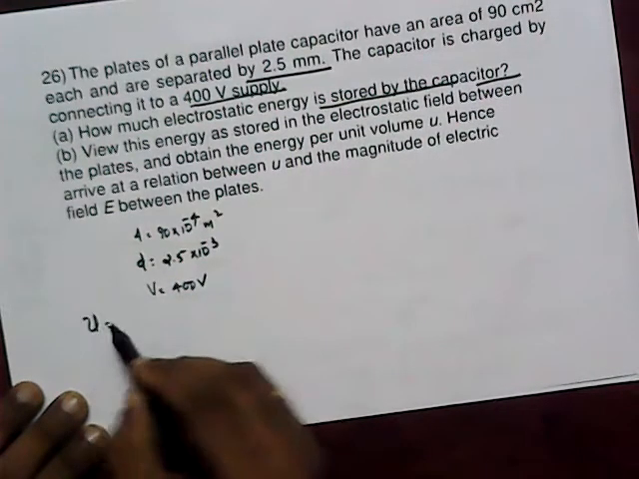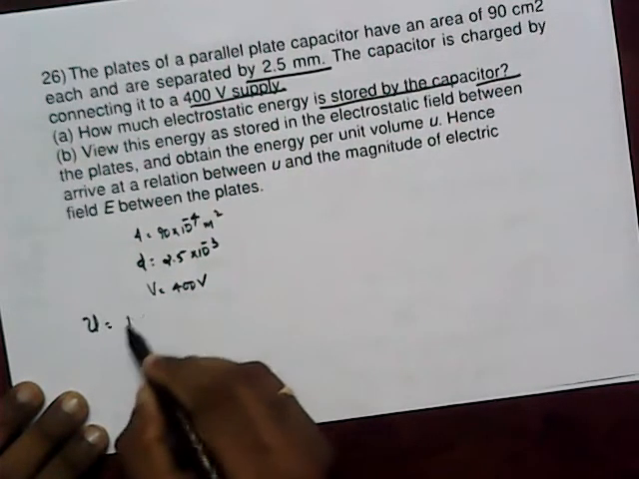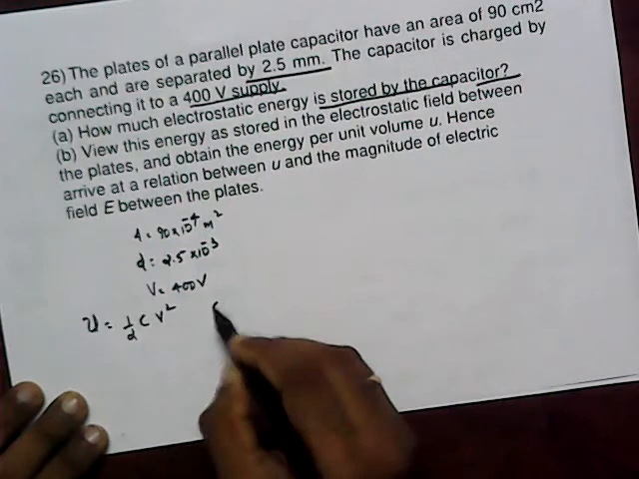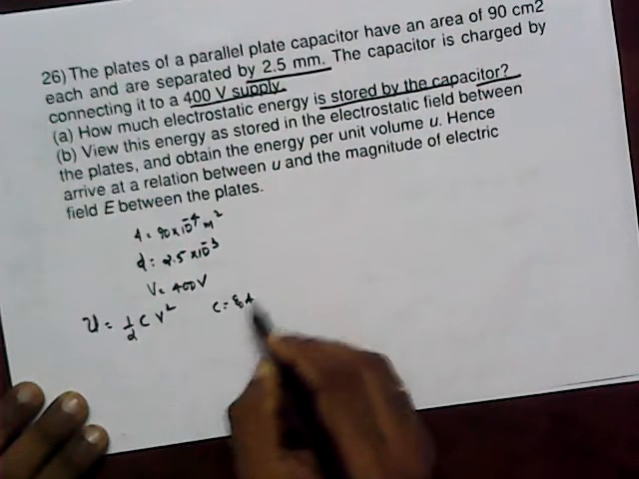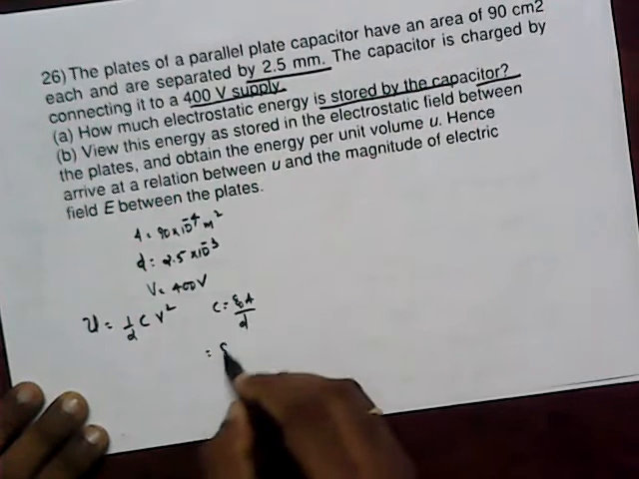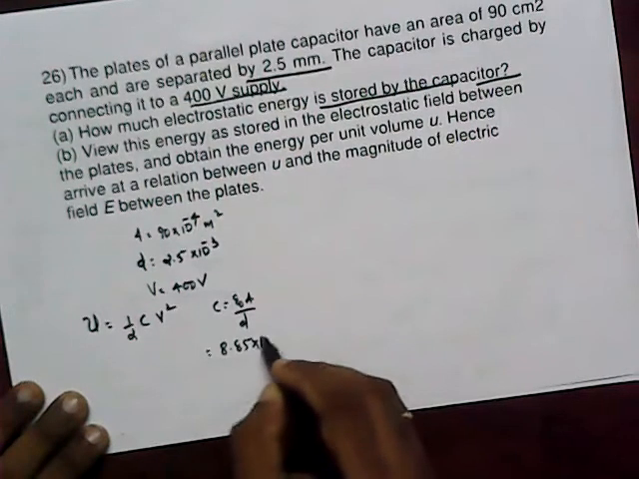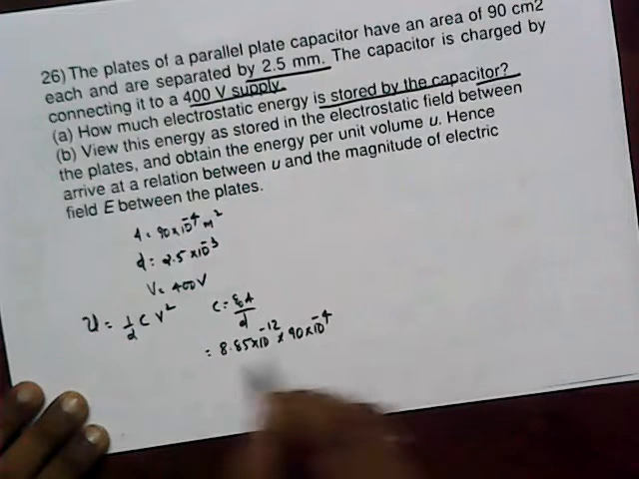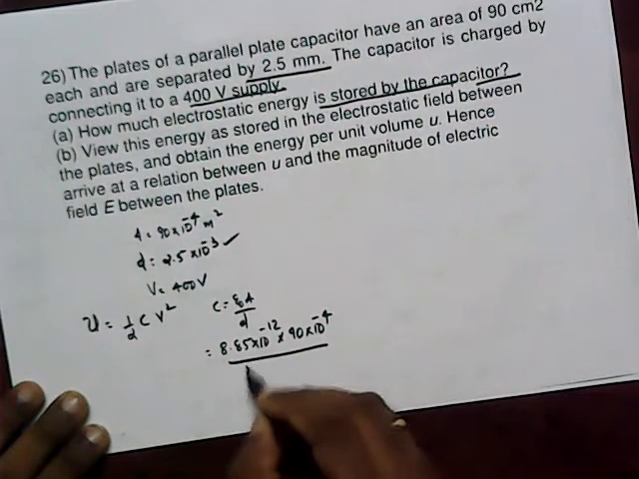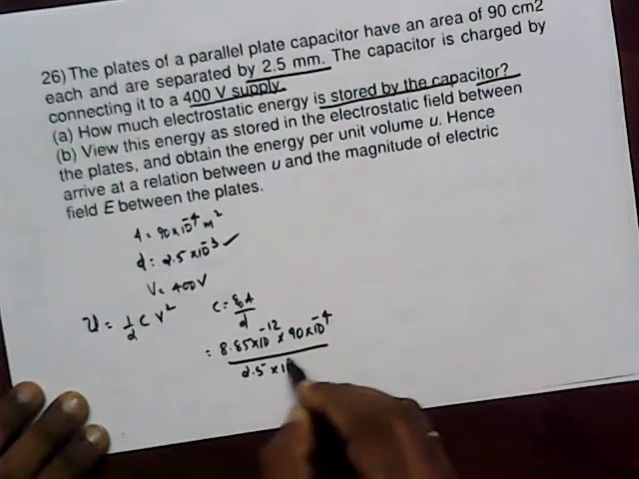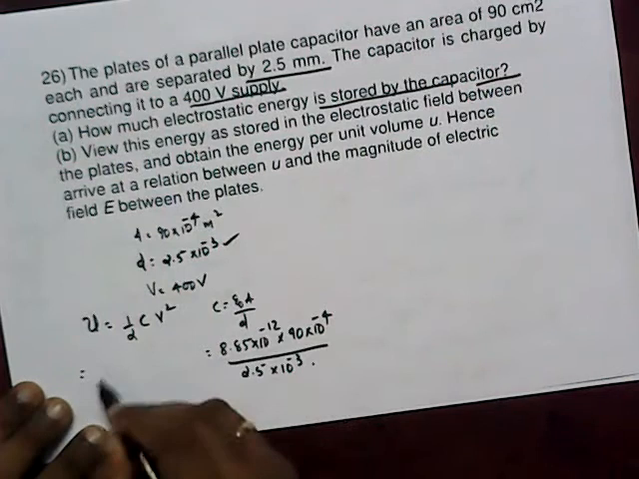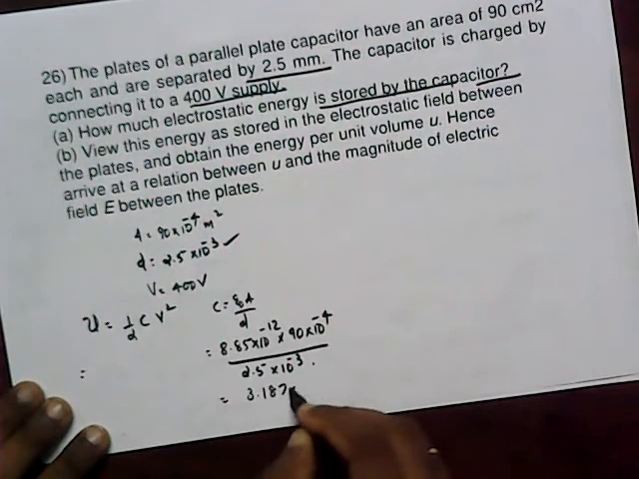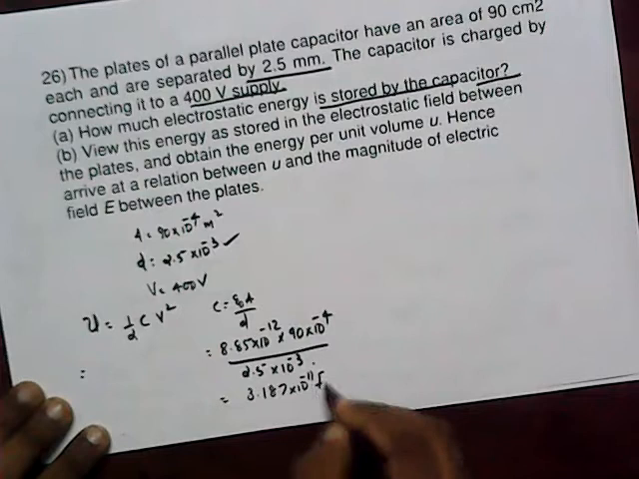It is simply equal to half C V squared. So we need the relation for C. C is equal to what? Epsilon 0 A by D. That is equal to 8.85 × 10^-12 times the area 90 × 10^-4, divided by the separation 2.5 × 10^-3. If you solve it, you get the value 3.187 × 10^-11 farad.